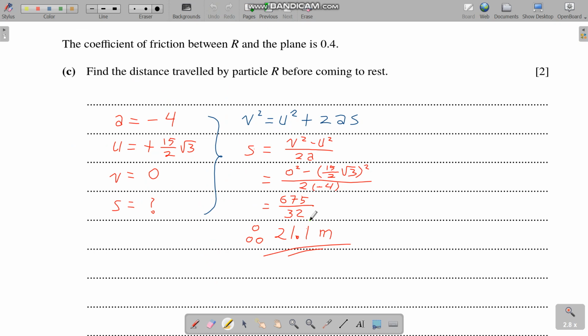The coefficient of friction is still 0.4, and we want the distance traveled. Previously we know on the rough horizontal floor, we have friction and acceleration to the left, -4. Initially the particle R is moving to the right, so positive, this is the speed. Before coming to rest means in the end the velocity is 0. We are looking for the distance. We use this formula again. Make s the subject, plug in the numbers and use a calculator. In 3 SF with the units we get 21.1.